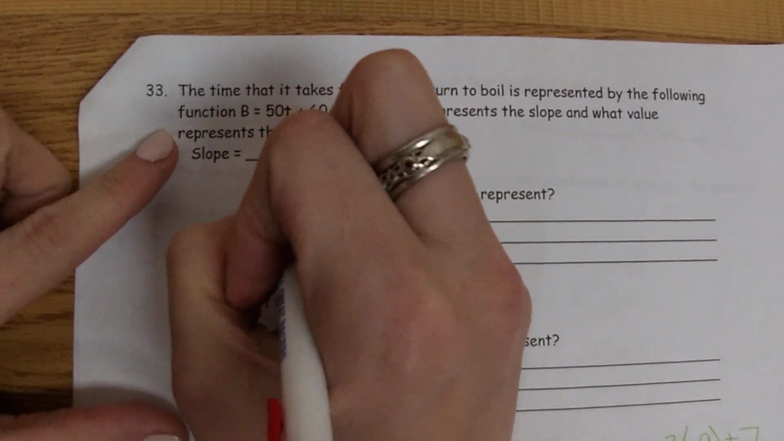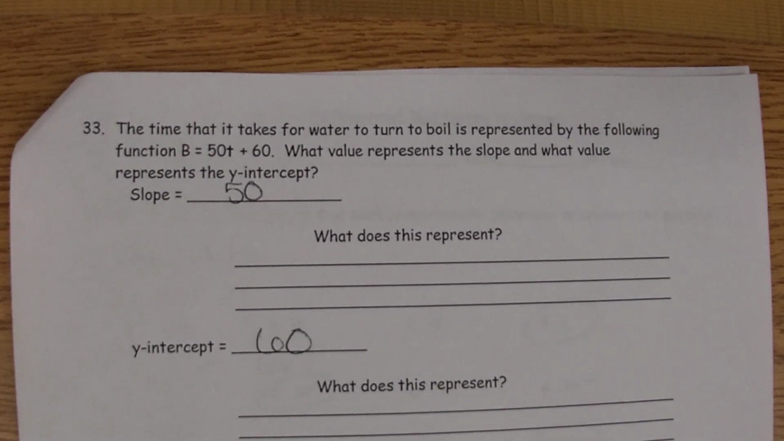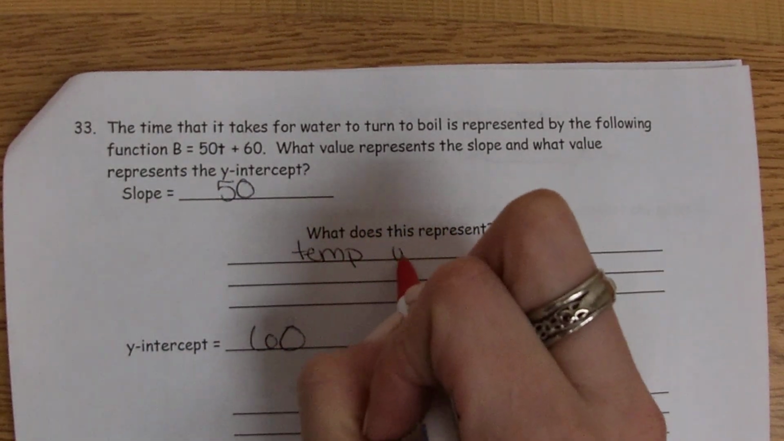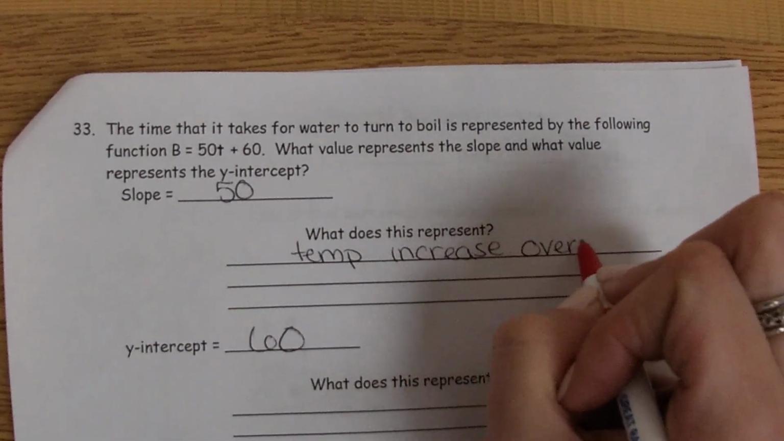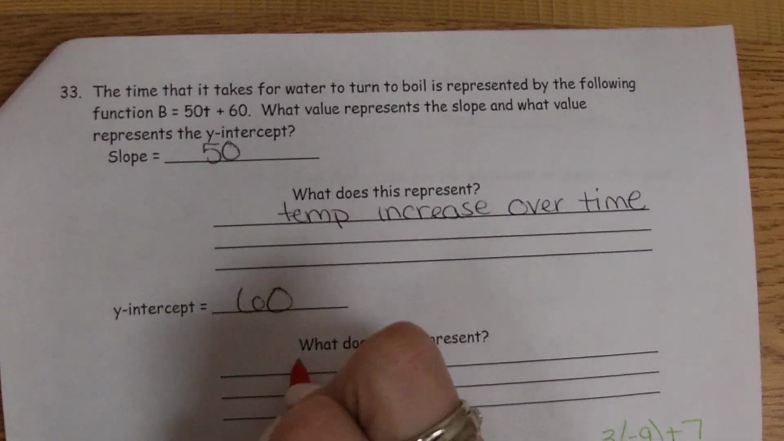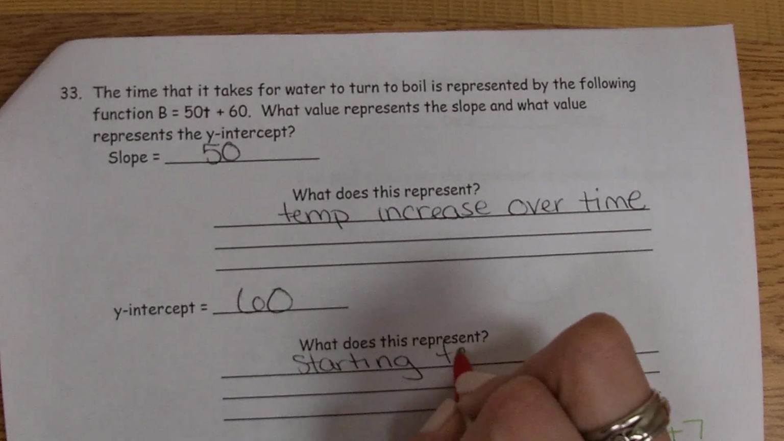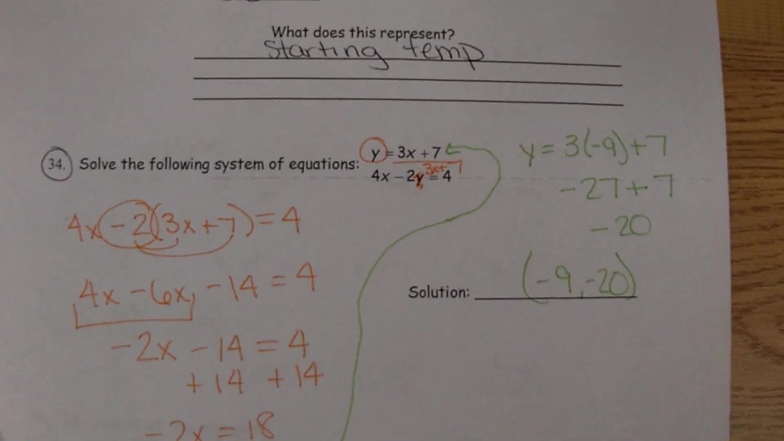33, our slope is 50. Our y-intercept is 60, right? This is representing water boiling over time. So this is the temperature increasing over time. Could say the temp per time. Okay, the y-intercept is always our starting point, so this is going to be our starting temp. 34 is already done, so there's all your answers for your review packet.